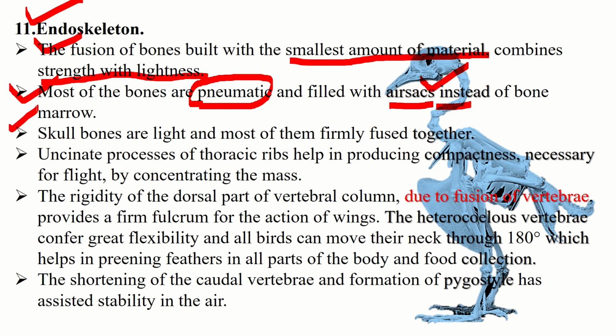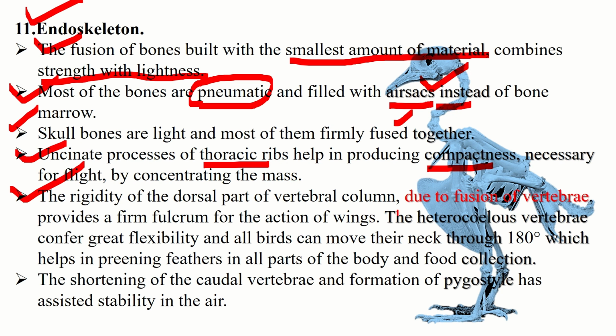Skull bones are light and most of them are firmly fused together. Thoracic ribs help in producing the compactness necessary for flight by concentrating the mass. The rigidity of the dorsal part of the vertebral column, due to fusion of the vertebrae, provides a firm fulcrum for the action of the wings.